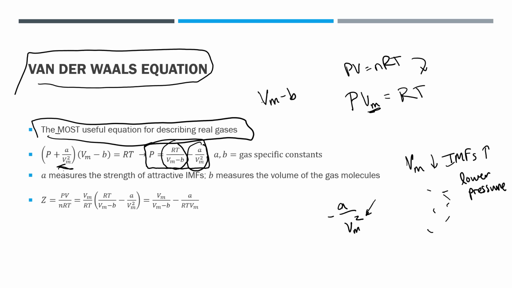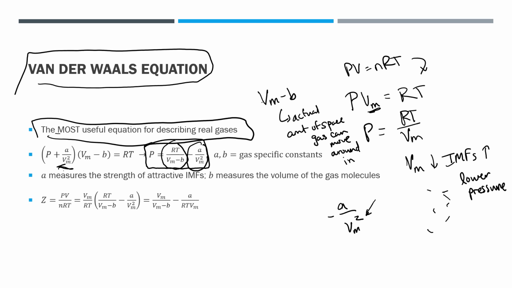Because normally if I solve for pressure, like if I look at the ideal gas law, I would have pressure equals RT over V molar. But in this case, instead of RT over V molar, we have RT over V molar minus B. So why do we have that minus B term? V molar minus B tells us the actual amount of space the gas molecules can move around in. So this is the actual amount of space gas can move around in.